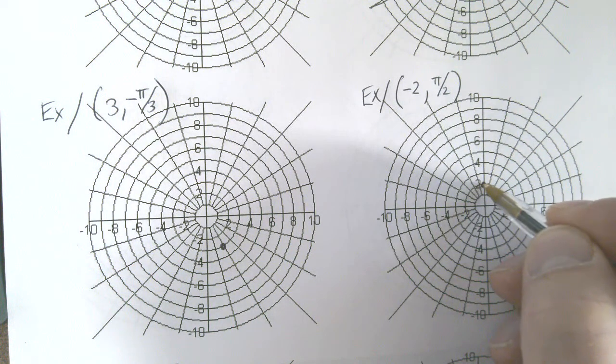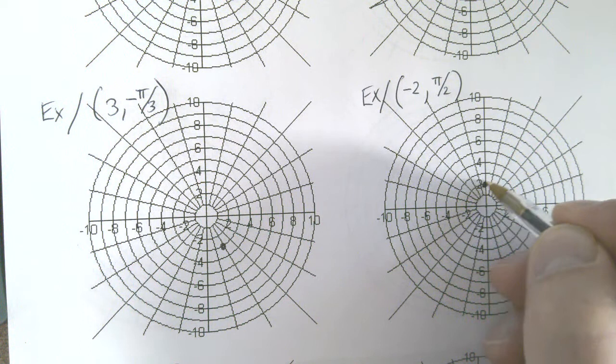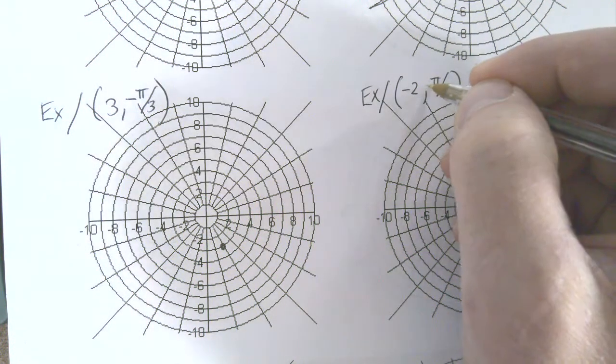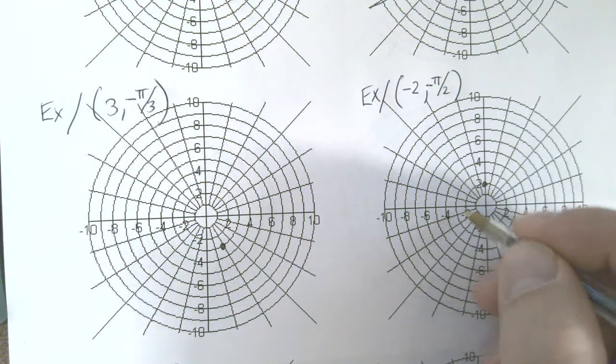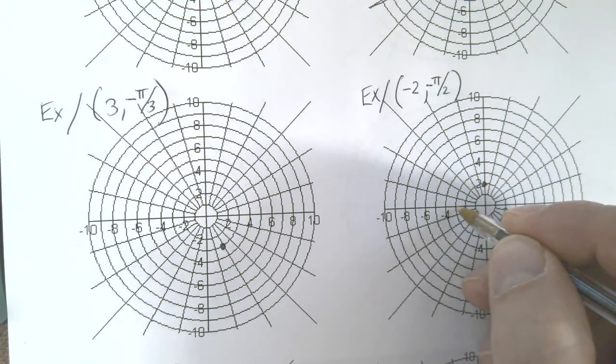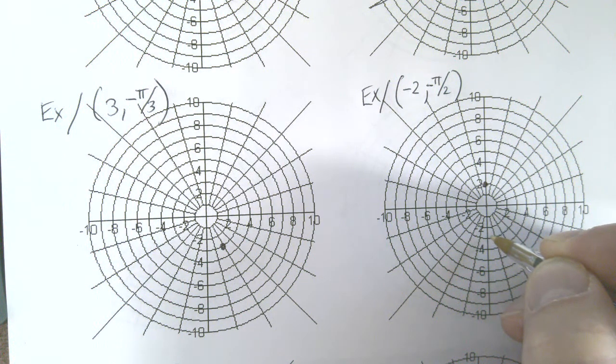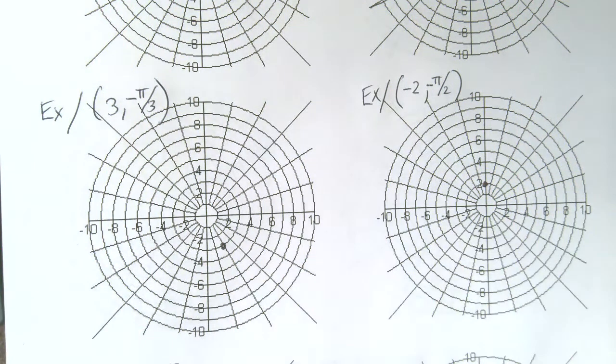Actually, you know what? I did that backwards because I went negative pi halves, didn't I? This point that I just graphed would be -2, negative pi halves. If I were graphing pi halves, I'd go left 2, and I'd continue to go around pi halves. Does that make sense? Hopefully that didn't confuse you, what I just said there. Everybody follow that?